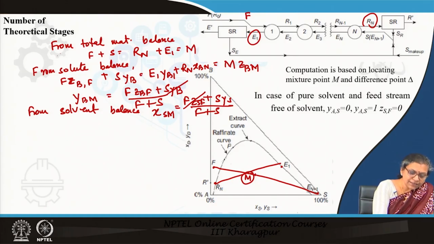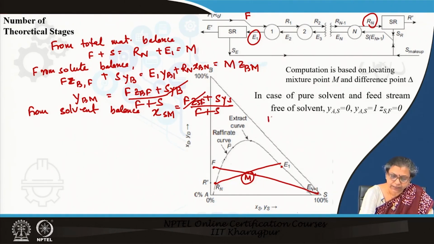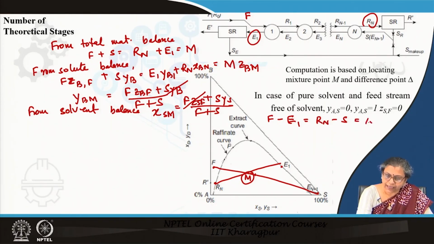Now, we can just rearrange the total material balance and the solvent material balance equation. Just how do I rearrange it? Say F minus E1, if I write it down, this gives me equal to Rn minus S, and this I denote as a difference point delta. What is this delta, you tell me? It is the difference of the net flow from any particular stage. This is the net flow out from the first stage, this is the net flow out from the last stage.